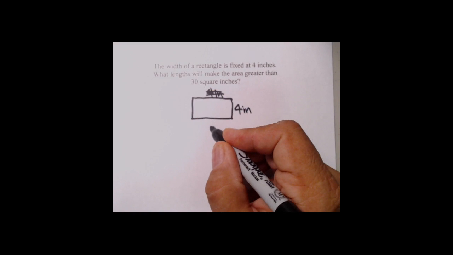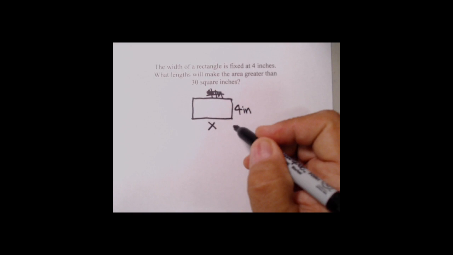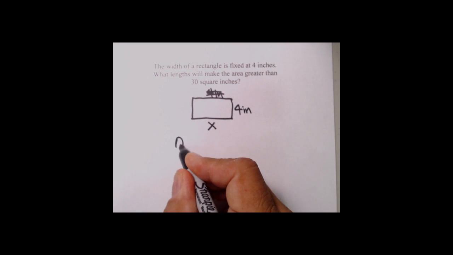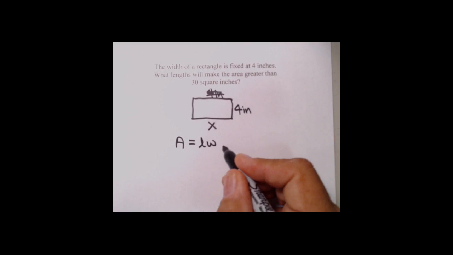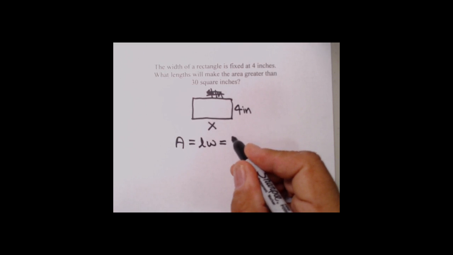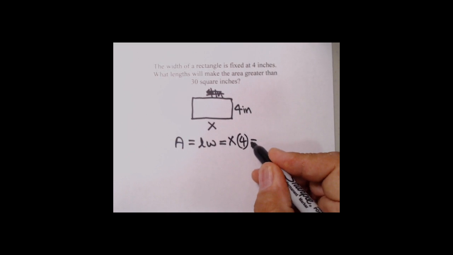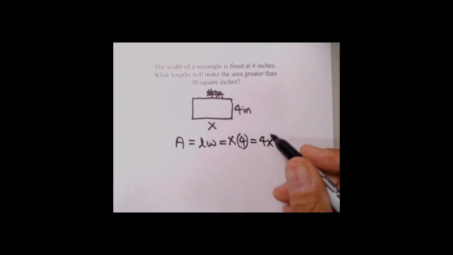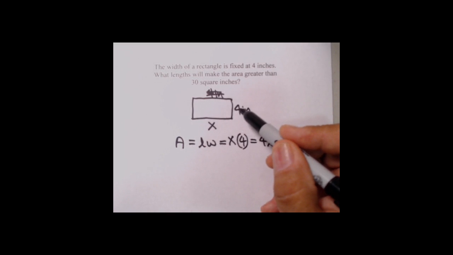Well, okay, let's say that x is our length here. One of the things we know about rectangles is that the area equals length times width. In our particular case, we've got the length equal to x, and the width equal to 4. So if we multiply those two together, we get 4x. That's the area, length times width.